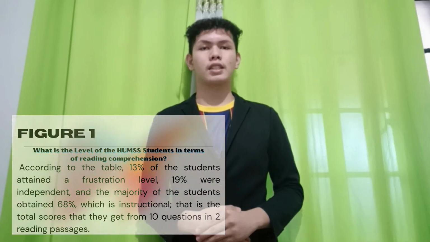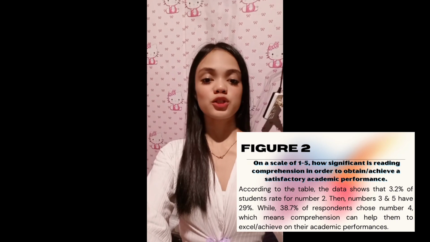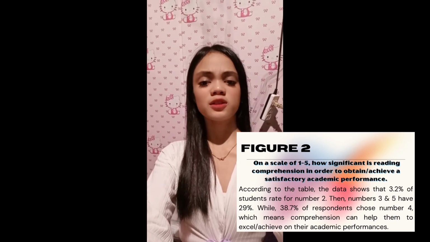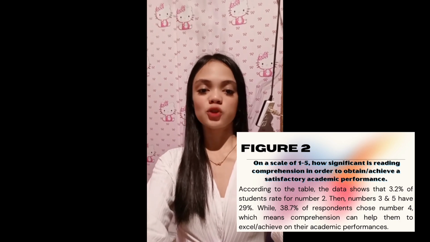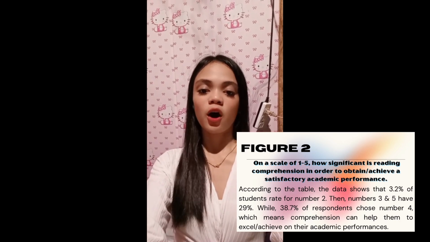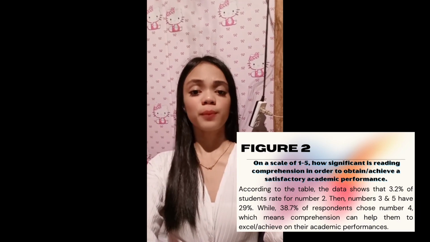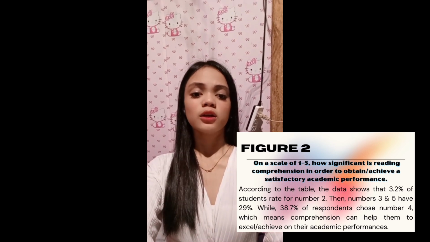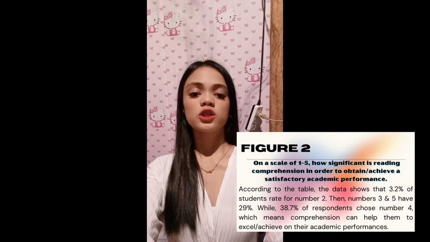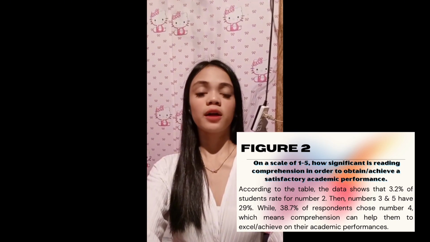On a scale of 1 to 5, how significant is reading comprehension in order to achieve a satisfactory academic performance? According to the table, the data shows that 3.2% of students rated number 2. Then numbers 3 and 5 have 29% each, while 38.7% of respondents chose number 4, which means comprehension can help them to excel or achieve in their academic performance.